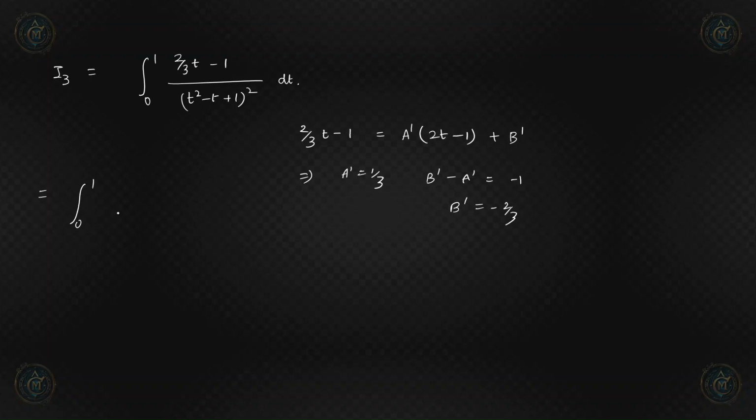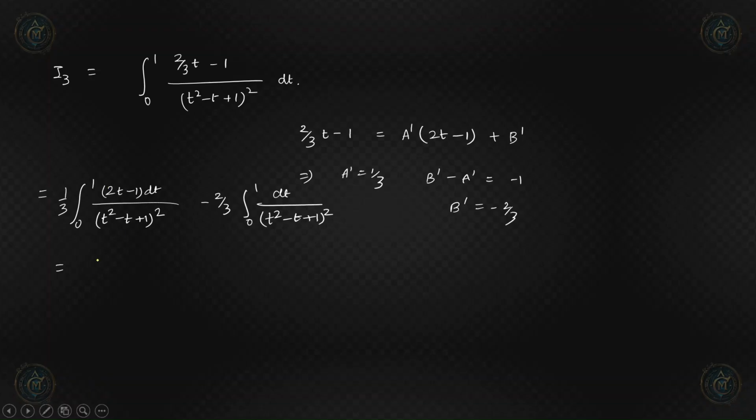So our integral becomes the integral from 0 to 1 of a' times (2t − 1) dt divided by (t² − t + 1)², where a' is 1/3. Then we have b', which is −2/3, times the integral from 0 to 1 of dt divided by (t² − t + 1)². Now this first part is very easy to calculate. This is some f' divided by f². The integral of f'/f² is simply −1/f.